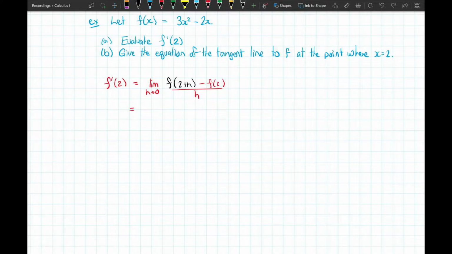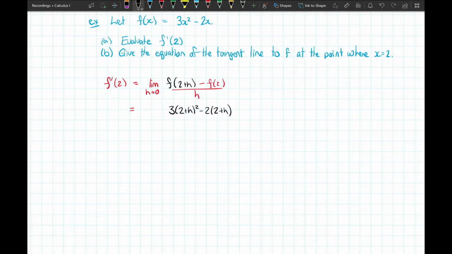F of 2 plus h here, which I've just changed to black, is going to be making sure that we just change all of the x's in our function to 2 plus h's. Now, of course, every x needs to be replaced with 2 plus h, so we may have to do a little bit of work here to simplify this entire expression.